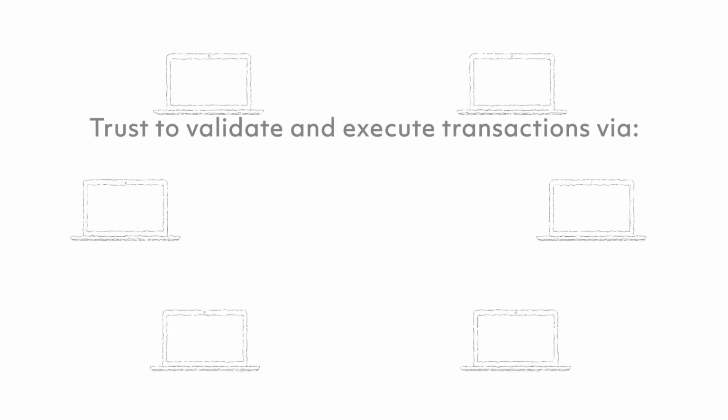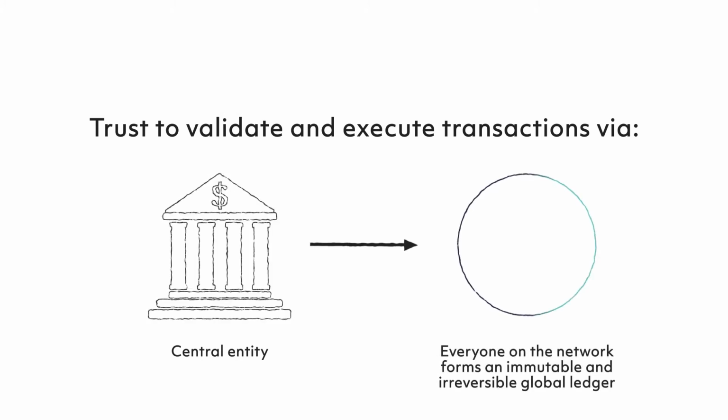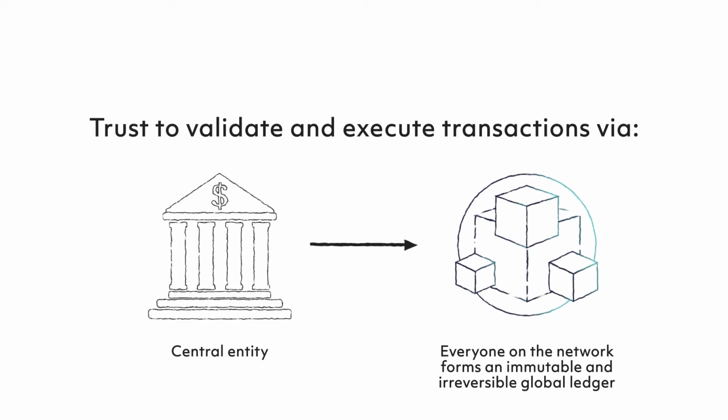We traditionally trust central systems like a bank to validate and execute transactions of payment. With blockchain, everyone in the network can validate and execute these same transactions. Trust is now distributed. One of the key areas where you can use distributed trust is within settlements.